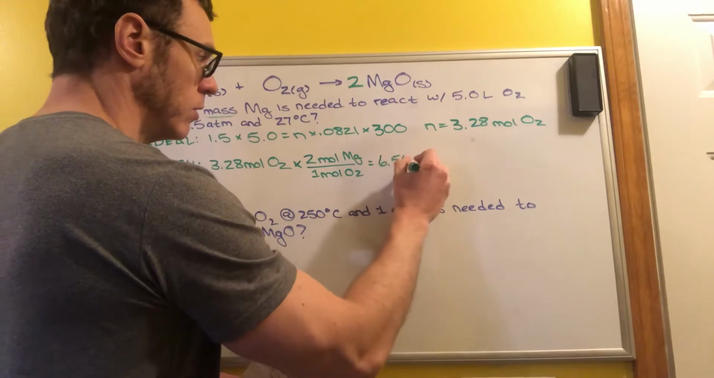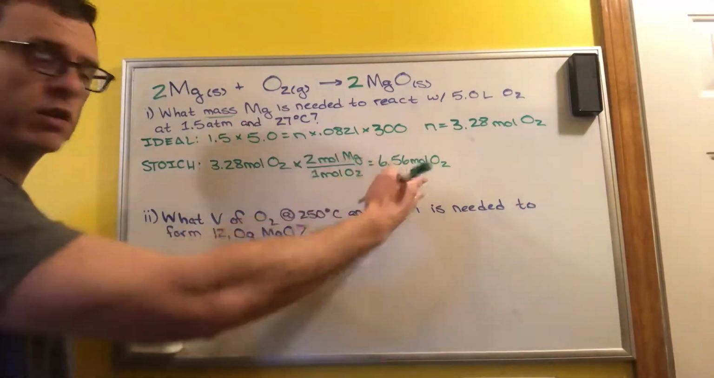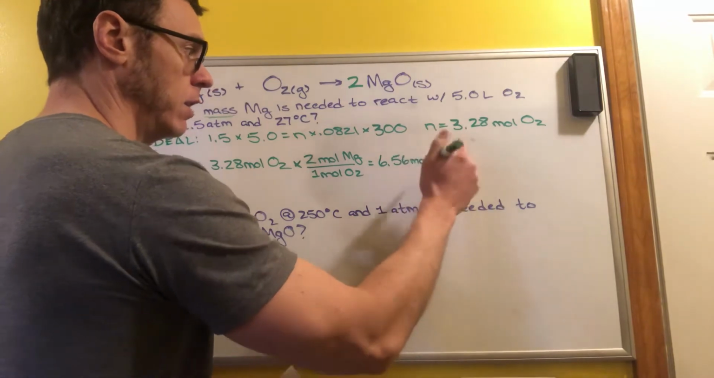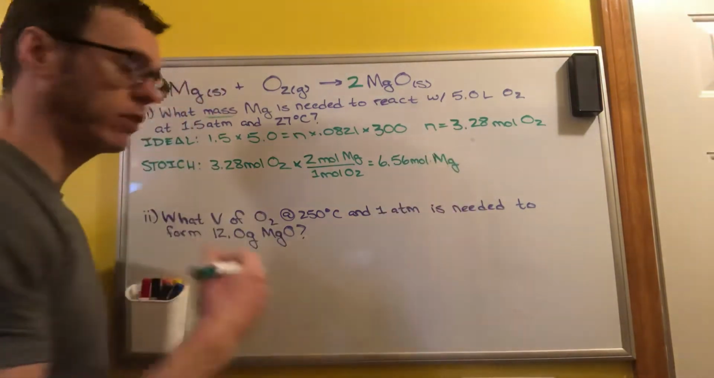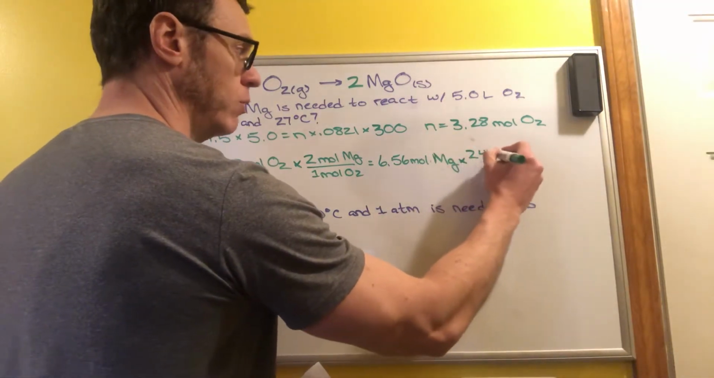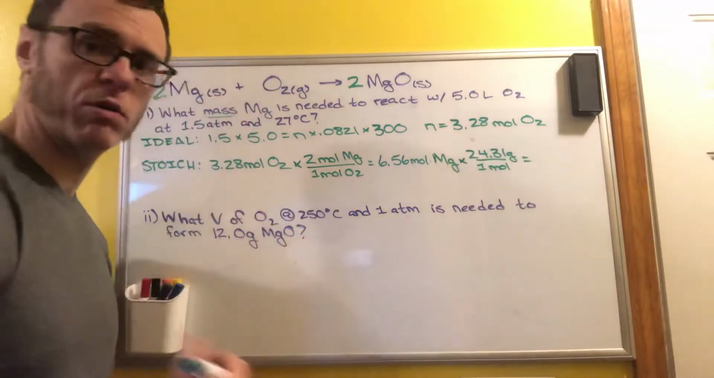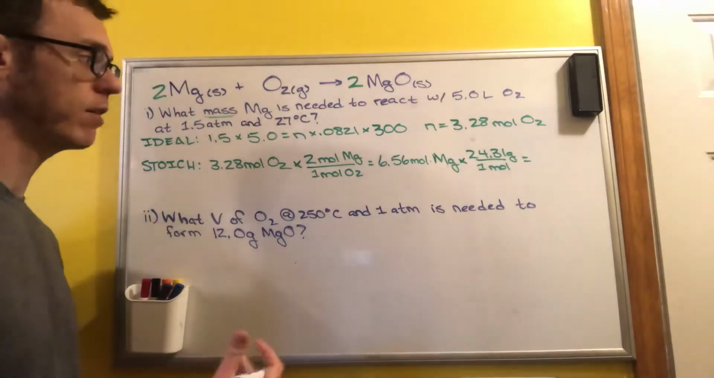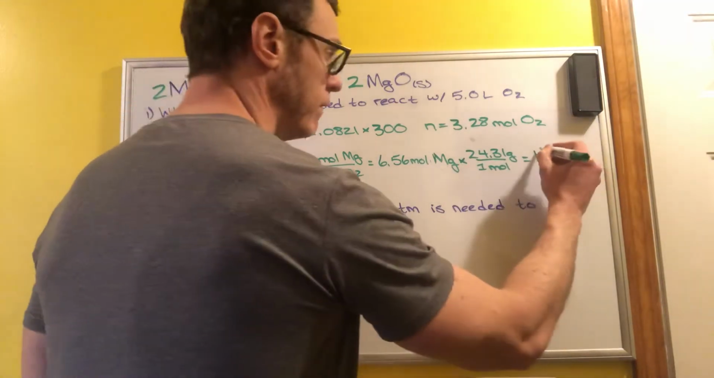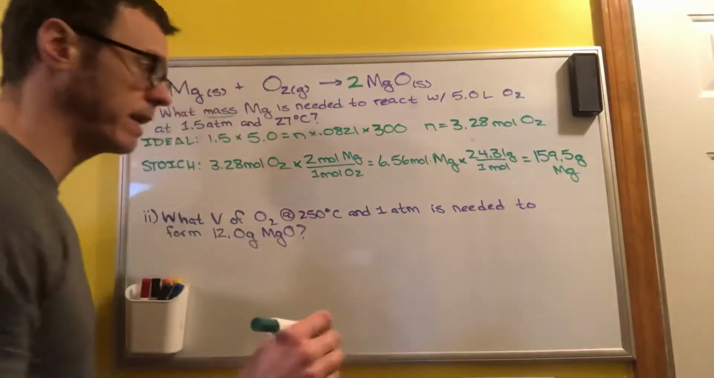And I get 6.56, but we're looking for the mass of magnesium, and because we're looking for mass, we have to convert moles. It's not moles of O2, that was not good, it's moles of magnesium. We have to convert moles of magnesium into grams. So here we get 24.31 grams over 1 mole. And this 24.31, that comes from the periodic table, so it shouldn't be that hard to find. And when we do this math, we get 159.5 grams of magnesium. So that's how much magnesium you'll need.